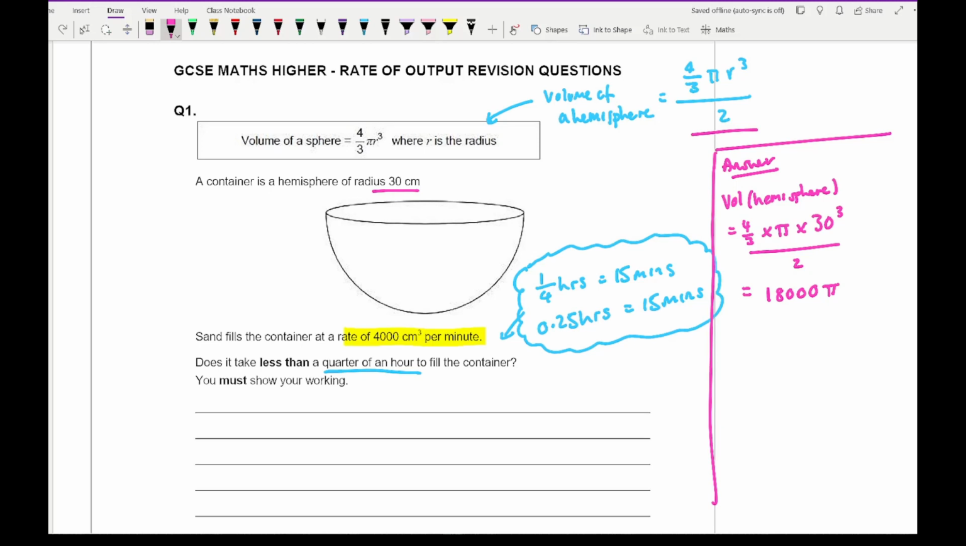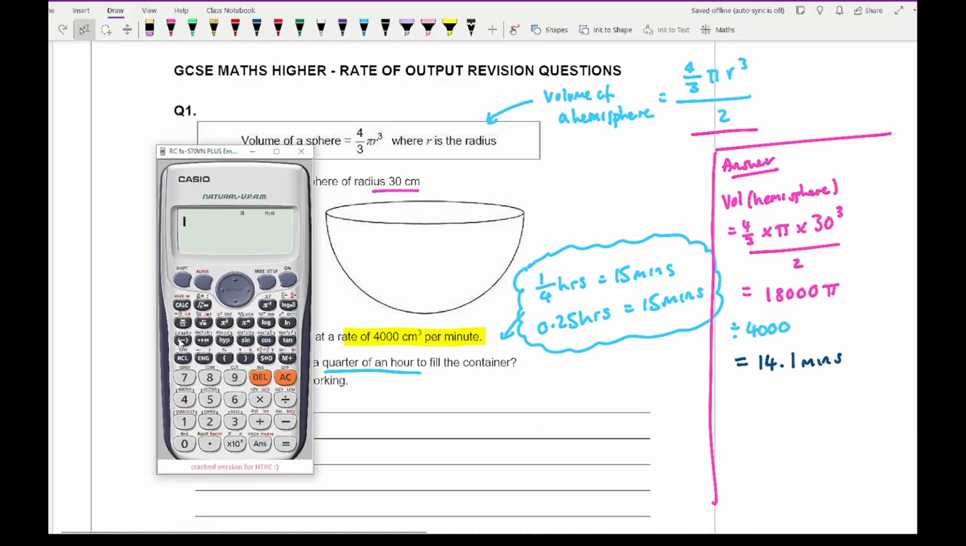Now I then need to divide that by 4,000. So if I divide that by 4,000, then what I'm doing is seeing how many minutes that is going to equal. And what I get is an answer of about 14.1 minutes. Now let me just double check to make sure that is the case on my calculator.